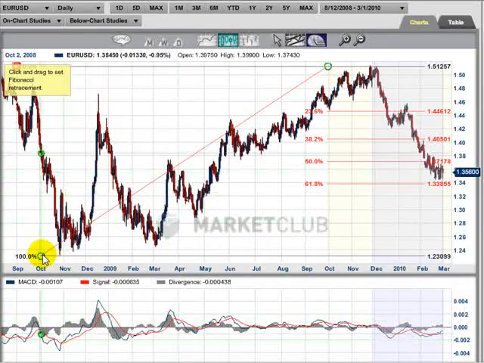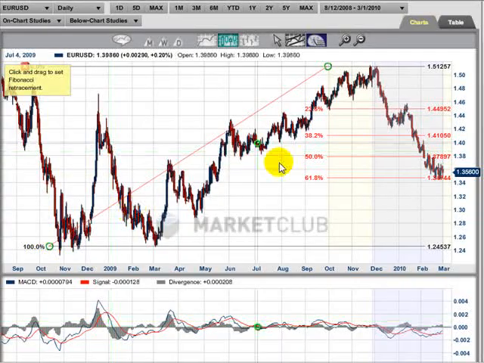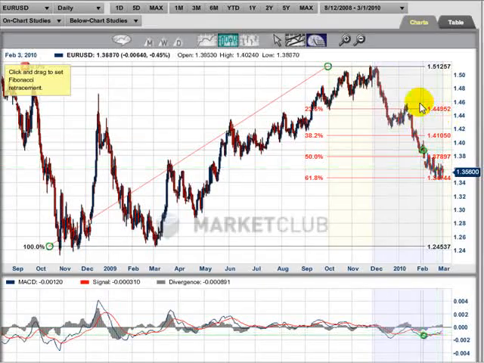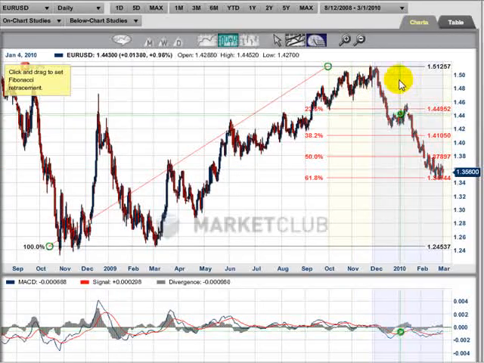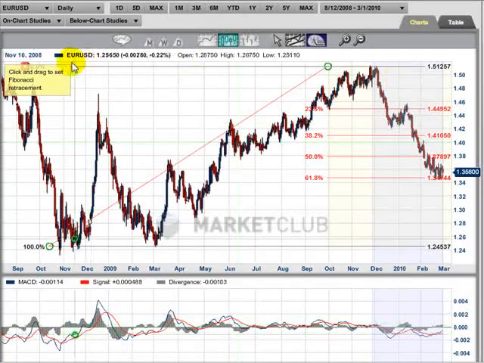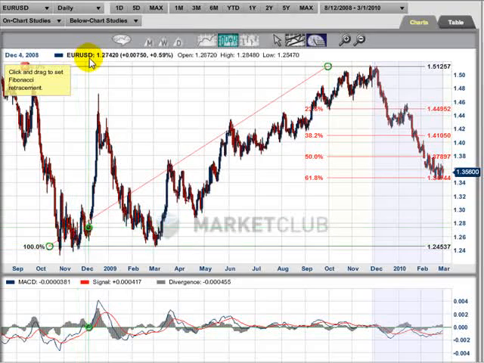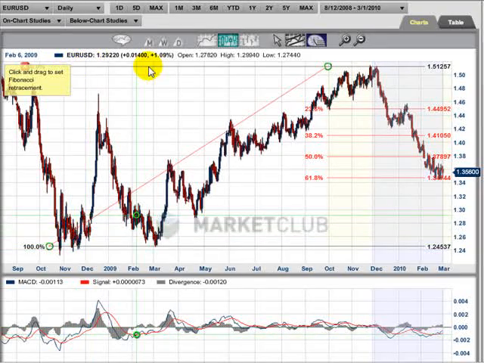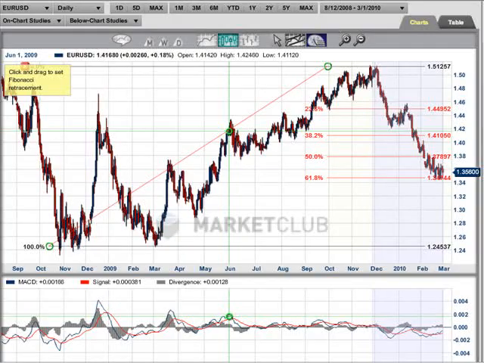Let's move this one right up to this last low. I think it's probably more accurate. So anyway, here we are. We're looking at the cross rate, the EUR USD euro dollar cross rate. And when we're seeing the market go this way, it means the dollar is getting stronger and the euro is getting weaker vis-a-vis the US dollar.